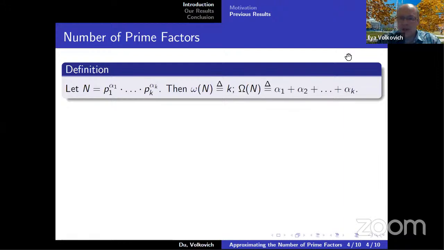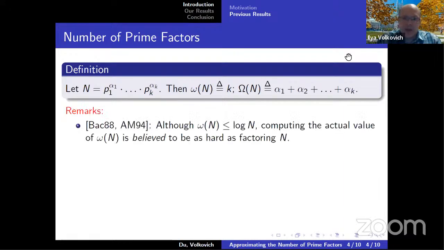So they're both kind of interesting ways. And in terms of what is known, there's an almost, I would say, trivial upper bound. Both of them are at most log n. At the same time, the only way that we know how to actually compute them is by factoring n.